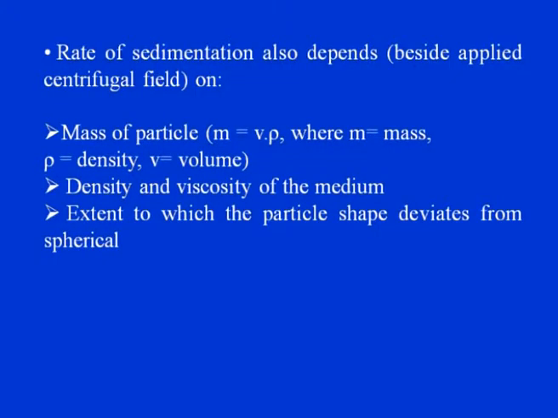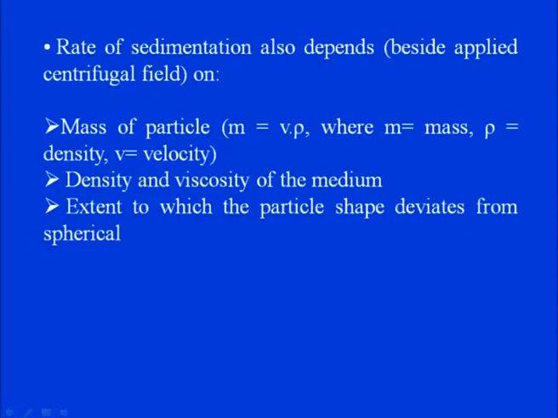So, the relative centrifugal field, in terms of G, multiples of G, or in very simple terms the applied centrifugal field, is one important determinant of the rate of sedimentation. Now, the rate of sedimentation also depends, besides the applied centrifugal field, on other factors. One is the mass of the particle. Mass is the volume multiplied by the density, and then it also depends on the density and viscosity of the medium in which it is suspended.